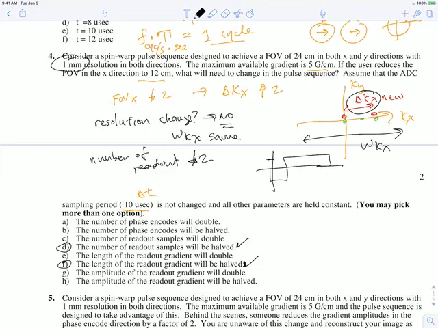Now we're just left with the amplitude of the readout gradient. Remember, the delta kx is just gamma over 2 pi times the amplitude of that gradient times delta t. Delta t stays the same. This has doubled. Therefore, we better double this one to get that to double. And therefore, the gradient amplitude will double. So for that one, the answers would be D, F, and G.